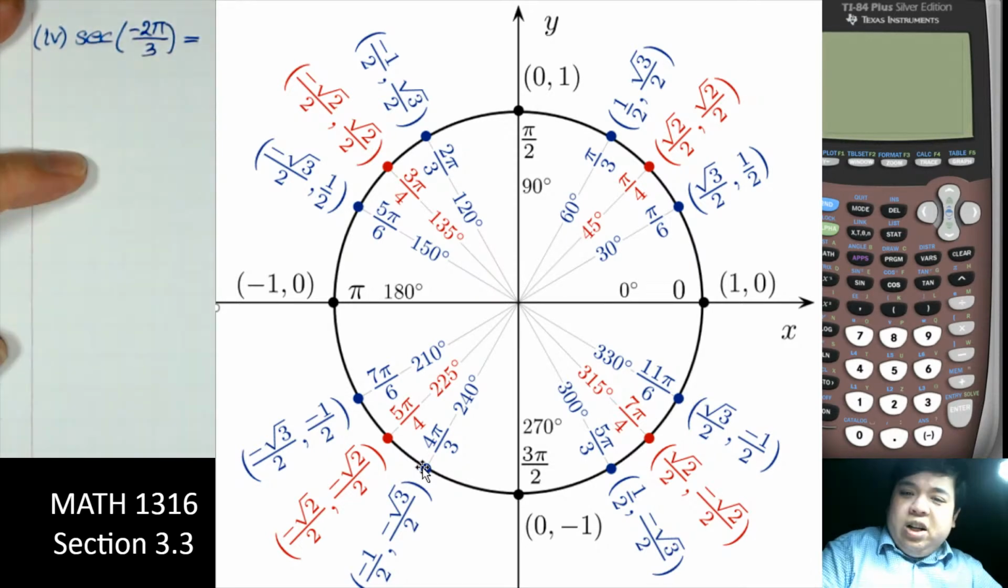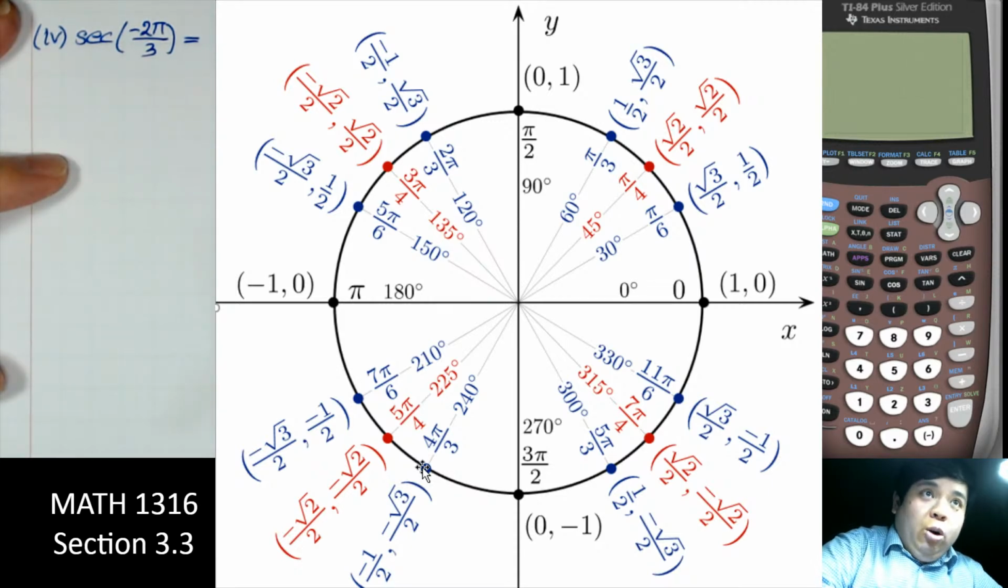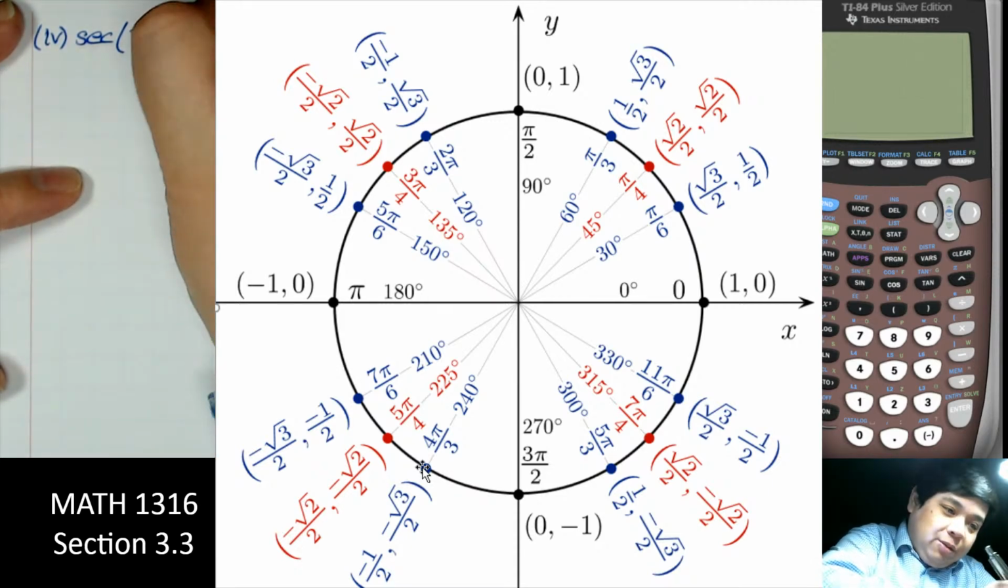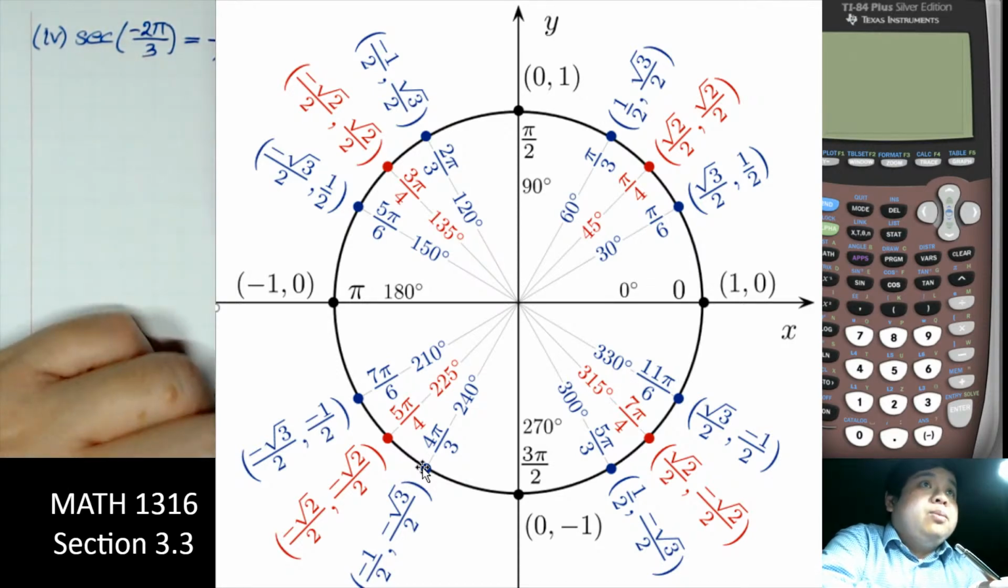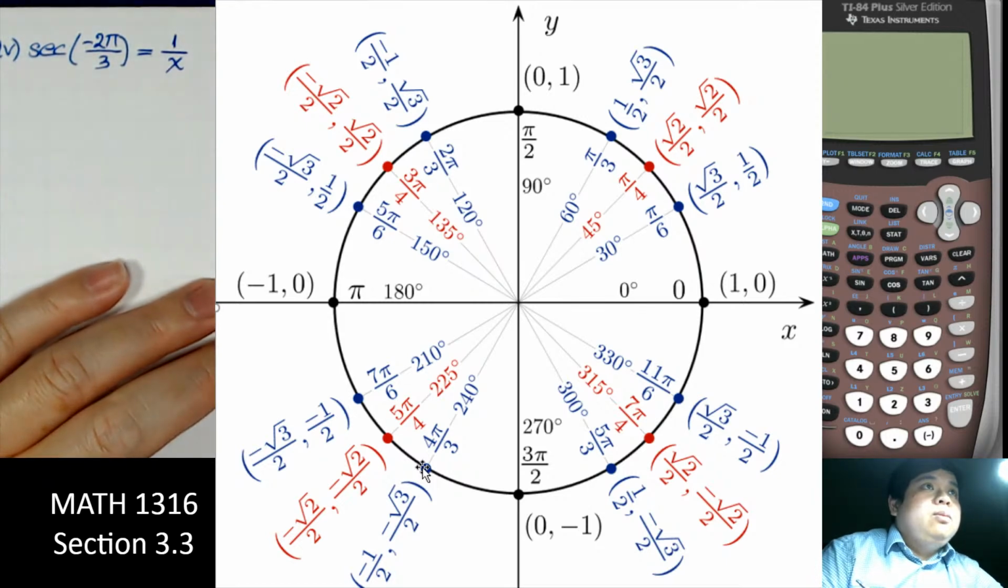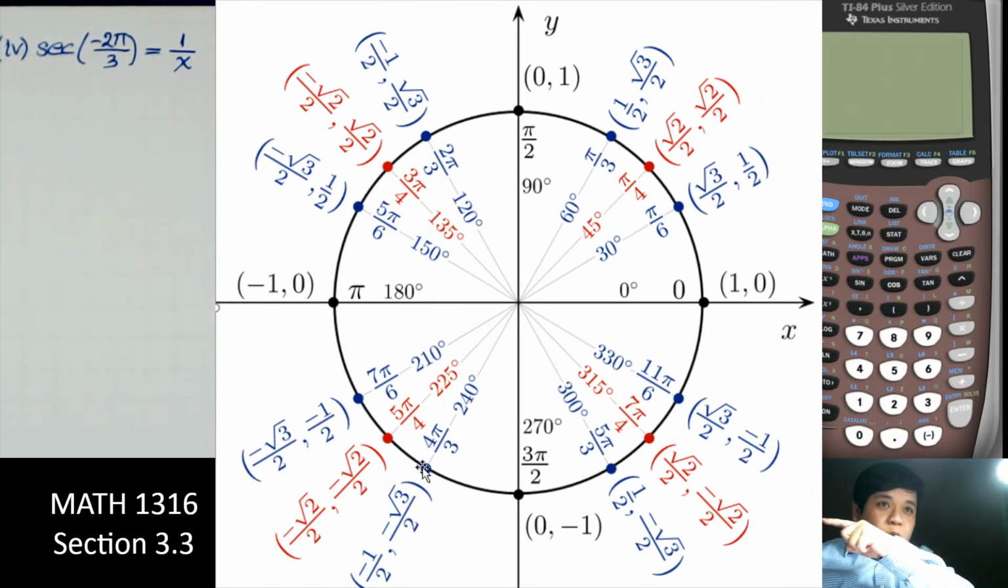Now secant. What is the definition for secant? That is r over x, but r, the radius, is equal to 1. So it is 1 over x. Which corresponds to that point over there. What is the x value equal to? If this is the point, x will be equal to negative 1/2, right?